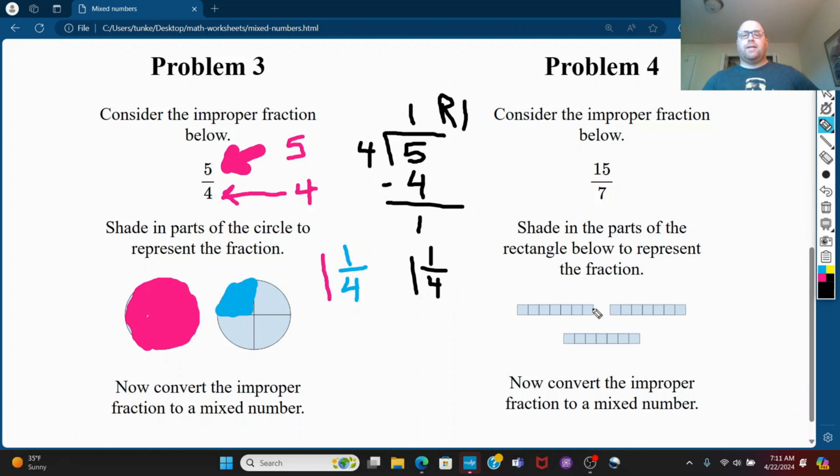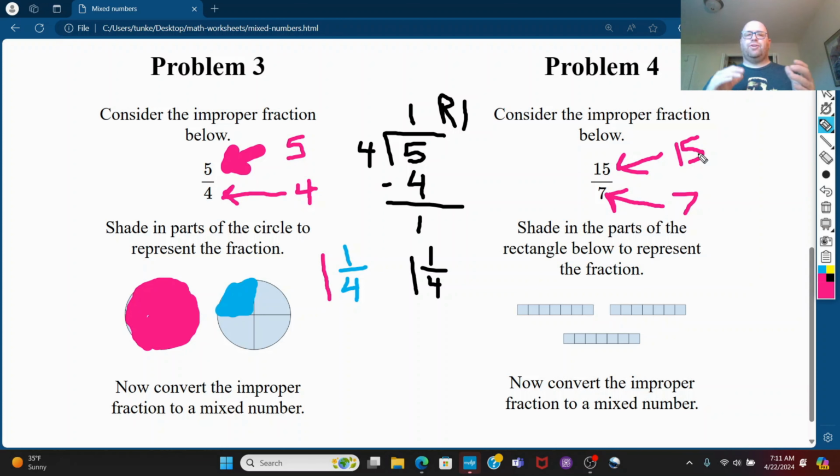Okay, let's take a look at this last one here. Consider the improper fraction below. We have 15/7. The numerator, the top part of the fraction, is 15. The denominator, the bottom part of the fraction, is 7. Since the numerator is greater than the denominator, or equal, if it's equal, it's still an improper fraction, but this is definitely greater. It's definitely an improper fraction.